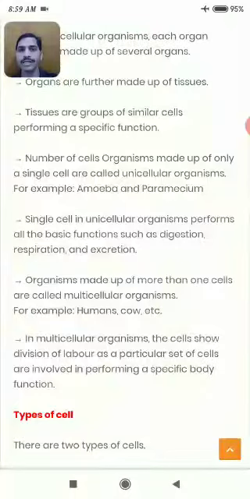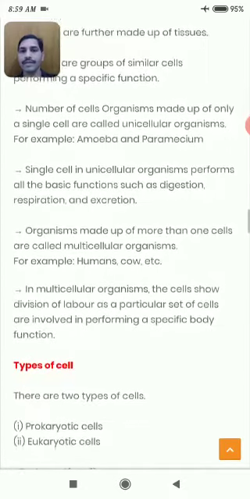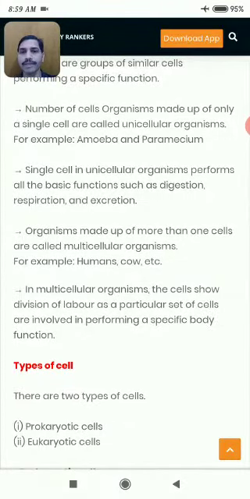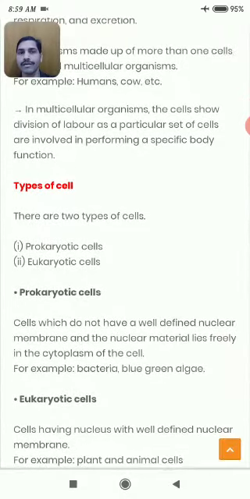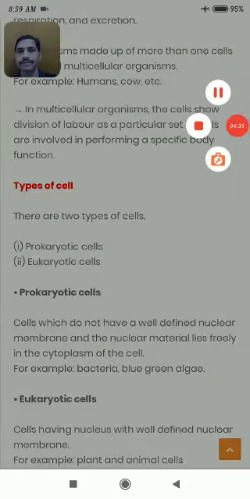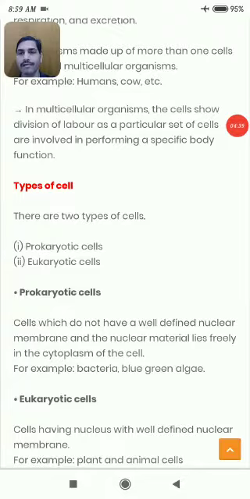Organisms made up of only a single cell are called unicellular organisms. For example, amoeba and paramecium, as we had discussed. The single cell in unicellular organisms performs all the basic functions such as digestion, respiration and excretion. Now, types of cells depending upon their occurrence: prokaryotic and eukaryotic cells. About these prokaryotic and eukaryotic cells we will be learning in our next class.